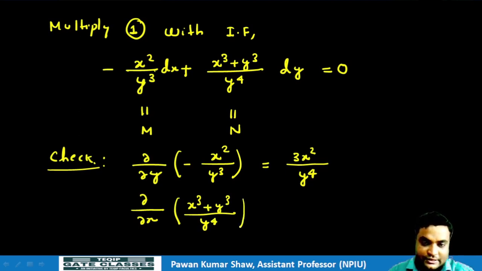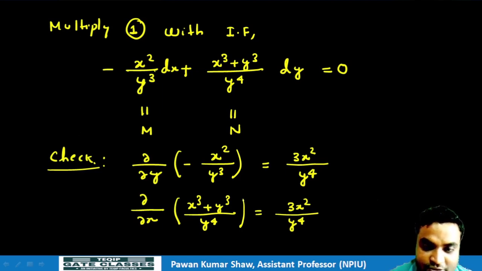In that case, what is constant? Here y is constant, so the denominator y to the power of 4 will be the same, and if you differentiate with respect to x, that will be 3x square. See, after multiplication we are getting this: del of updated M with respect to y and del of updated N with respect to x. These two values are equal. Why is this happening? Because we already took the integrating factor.